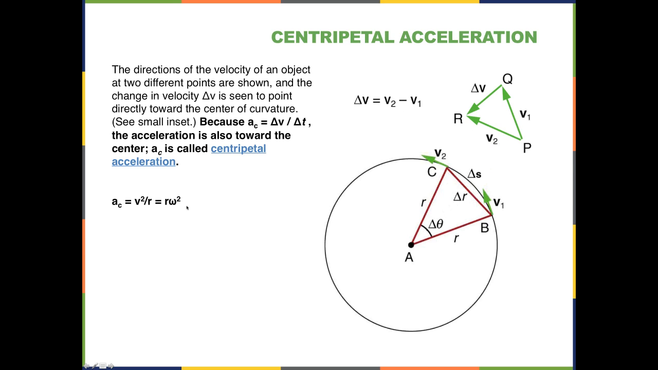And here's the formula for centripetal acceleration. It's fairly standard. It's v squared divided by the radius of curvature, or omega squared times the radius of curvature. And this is a formula that you should remember. The centripetal acceleration is equal to the linear velocity squared divided by the radius of curvature, or it's equal to the angular velocity squared times the radius of curvature.